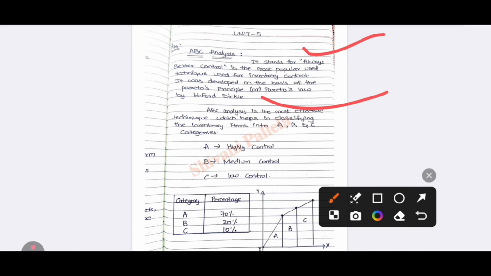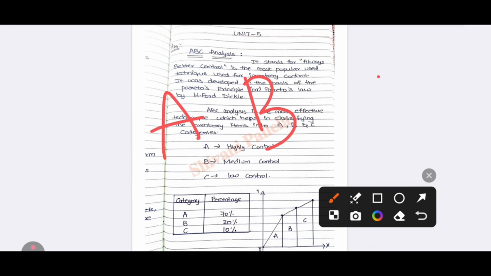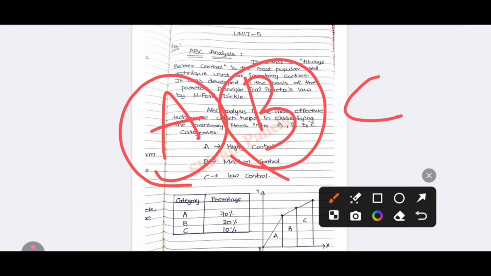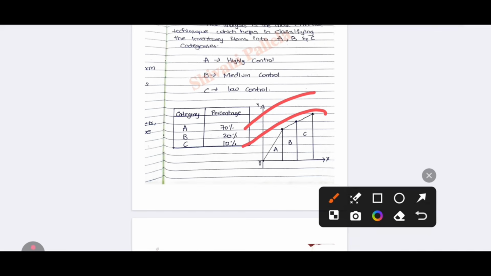Which was prepared by H. Hoff Dickel. In ABC analysis we have three categories: A, B and C. A category is the highly controlled category, B category is medium ranged inventory, C category is low control inventory. The A percentage is 70, B percentage is 20, C percentage is 10. So this is the table and diagram. However, I am showing the answer on the screen; the same way you need to write it in the examination, from the point of view of marks. Clear?